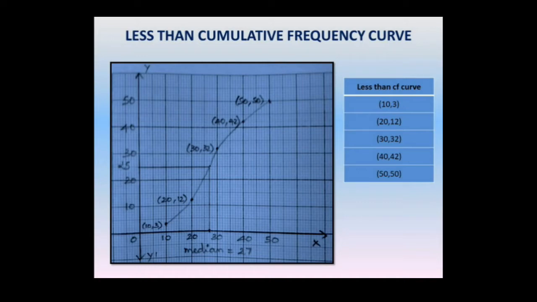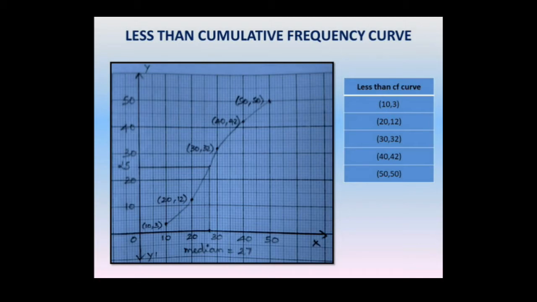After plotting all the points, you just join them using free hands. Don't use a scale. Just like joining points in a column, you can just join them, using free hands without any scale. When you join them, you will get a smooth curve. That smooth curve is called an ogive curve. Now you have drawn the less than cumulative frequency curve.